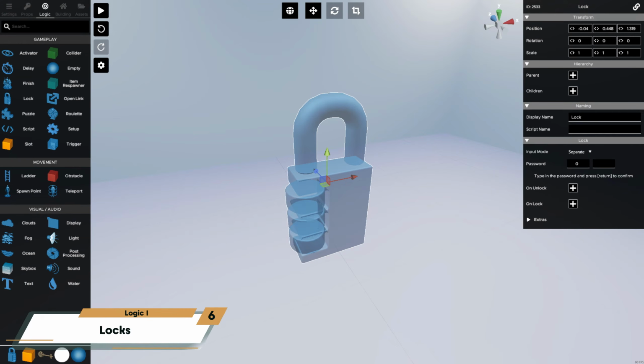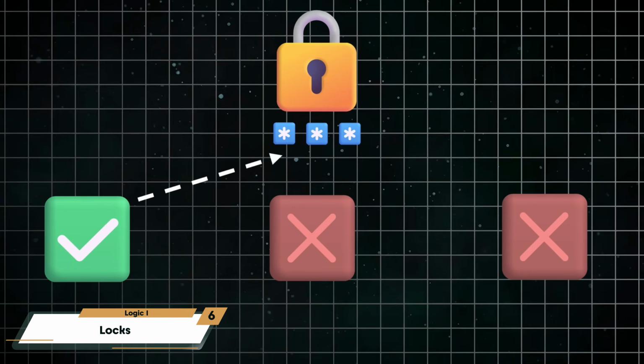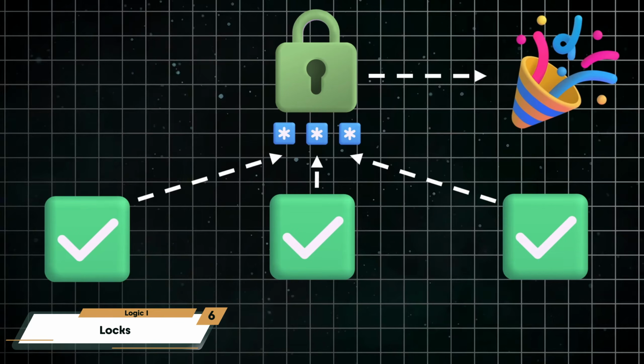Locks are the logic prop that builders use to set up and recognize winning conditions for puzzles. You'll give the lock a password, and then route all of your puzzle's player interactions through it. When the lock detects the correct password, it unlocks and performs its on-unlock actions, like opening a safe once the dials are set to the right positions.